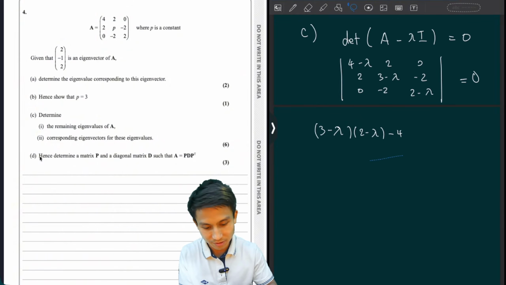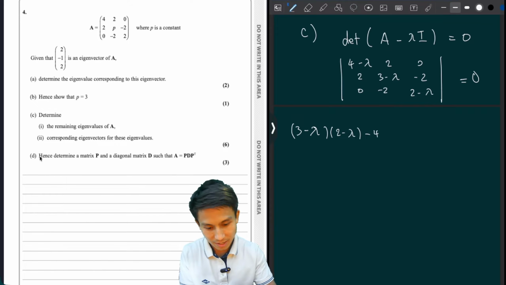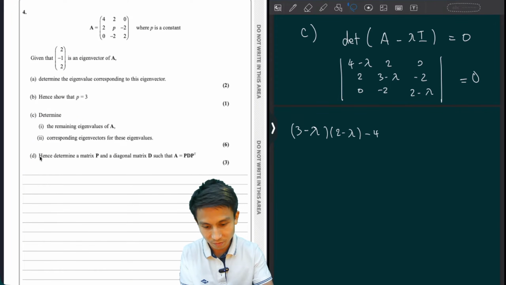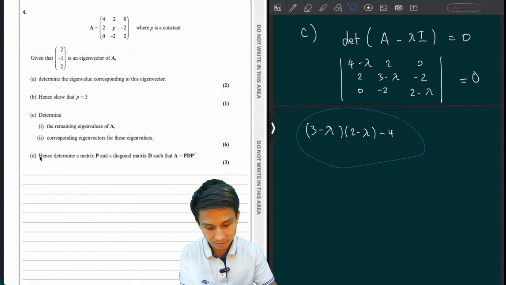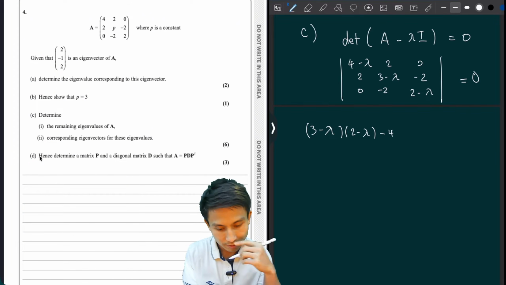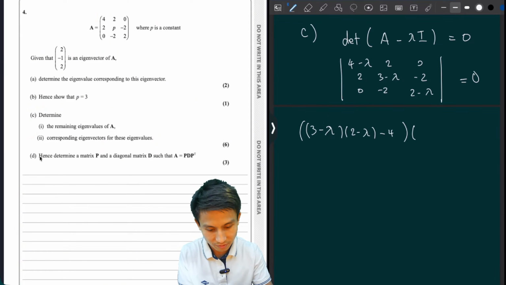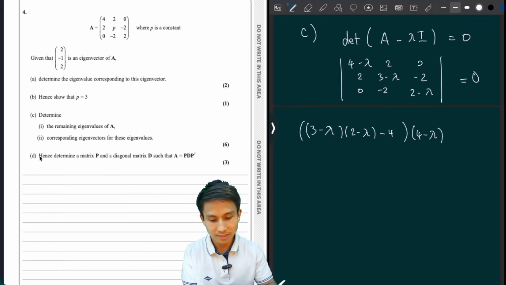Yeah, that's the top determinant. And then, oh, this is all times minus 4 as well. Hang on. Yeah, so all of this times minus 4 times, 4 minus lambda. That's just the top bit.